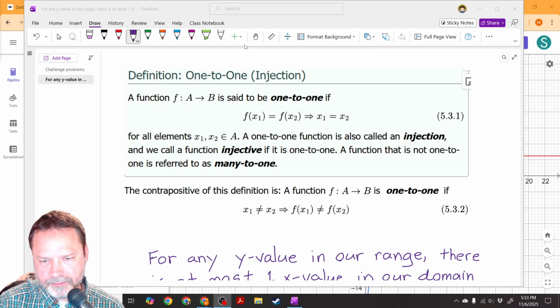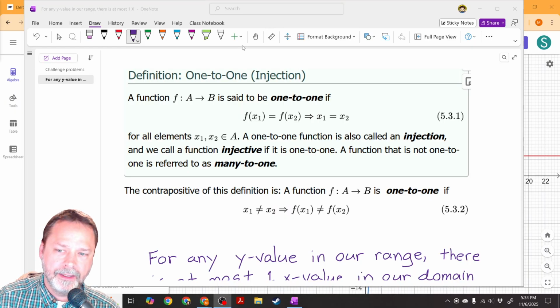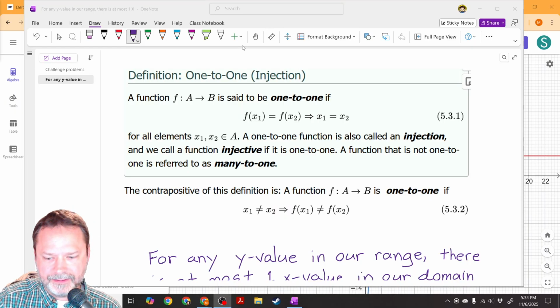Today I just want to talk to you really quickly about what a one-to-one function is. If you recall, we boiled a function down, at least for our purposes in algebra and the Cartesian plane, to this: for every x value, it gets assigned one and only one y value.